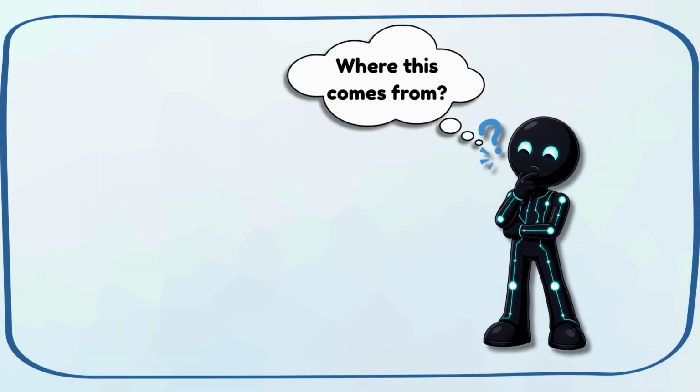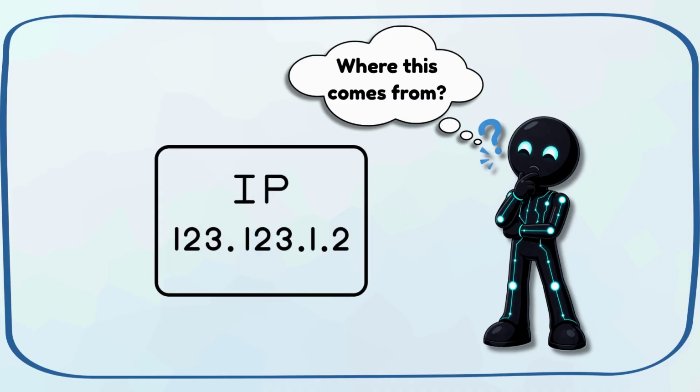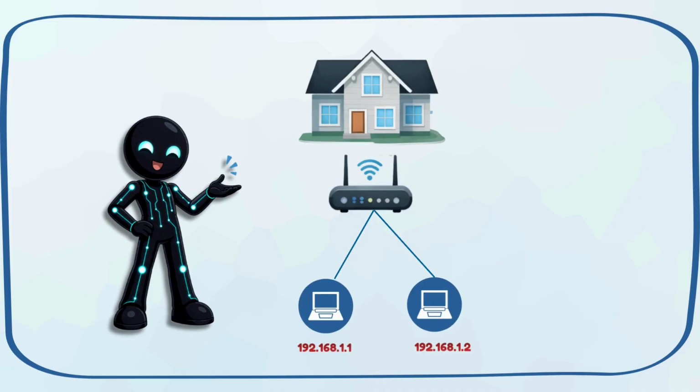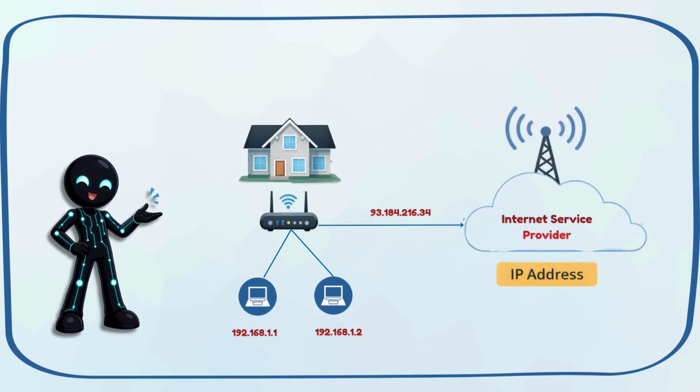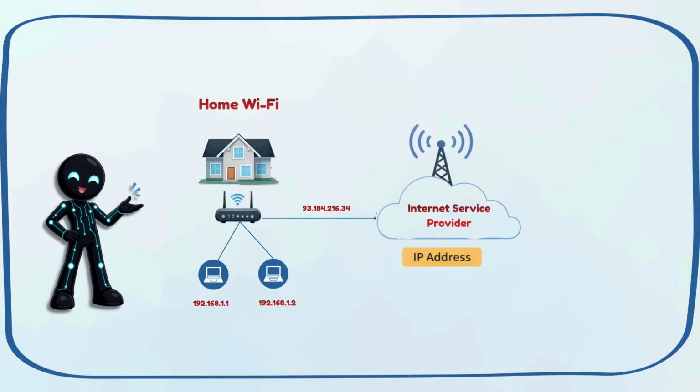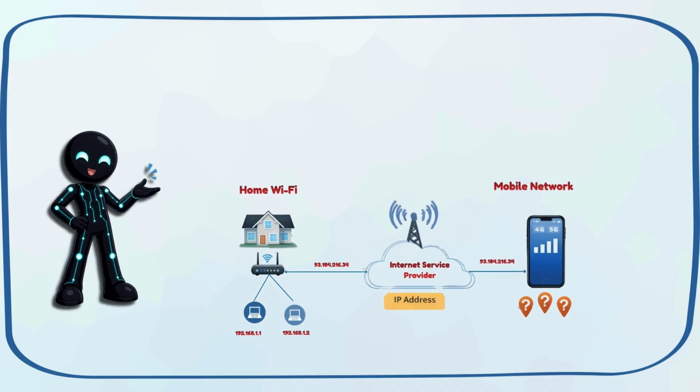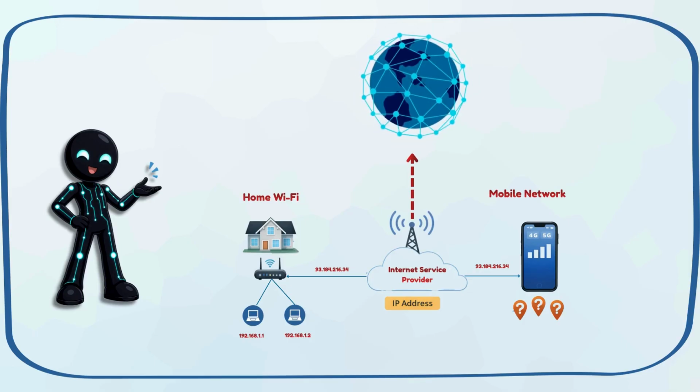Now you might wonder, where does this IP address come from? The answer is simple. It is automatically assigned by your network or your internet service provider. Whether you are using Wi-Fi at home or mobile data on your phone, in both cases your device is connected to an internet service provider, and it provides the connection needed to communicate on the internet.